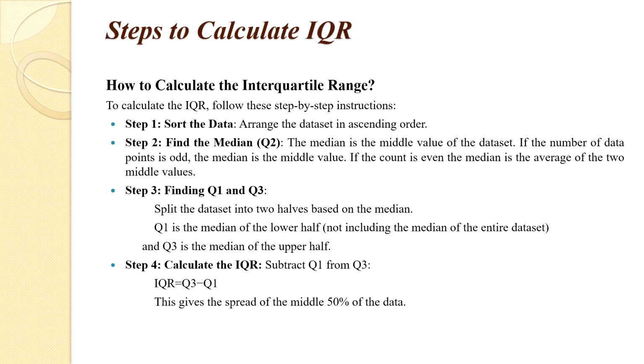From the third step, we find the values of Q1 and Q3. The next step is the final step: we calculate the interquartile range. Here we subtract the Q1 value from the Q3 value, that is IQR is equal to Q3 minus Q1. This gives the spread of the middle 50% of the data. By using these steps, we will find the IQR value.